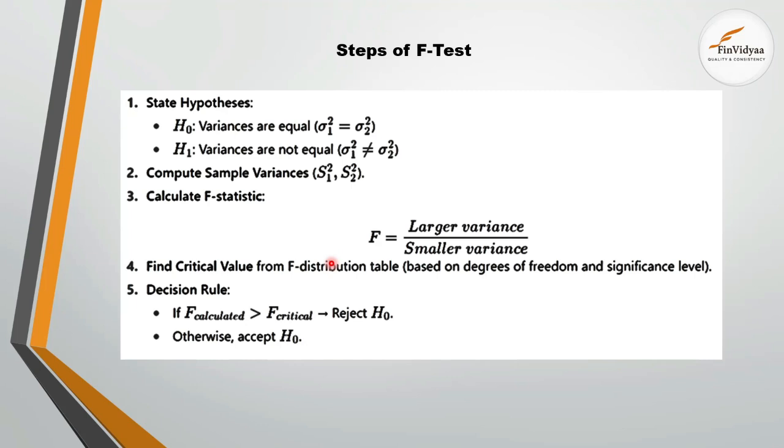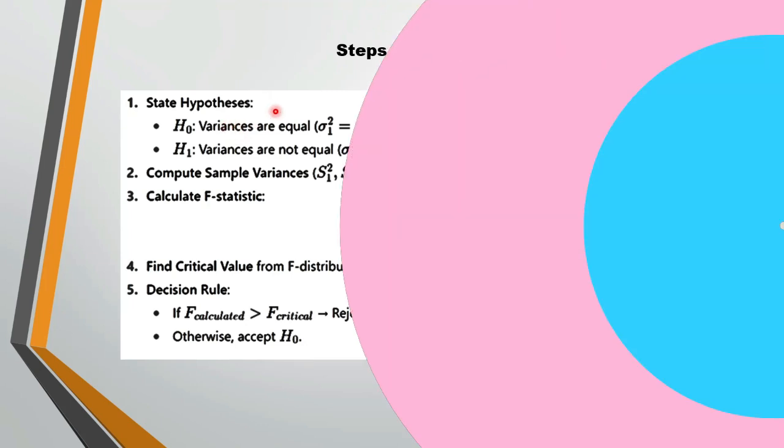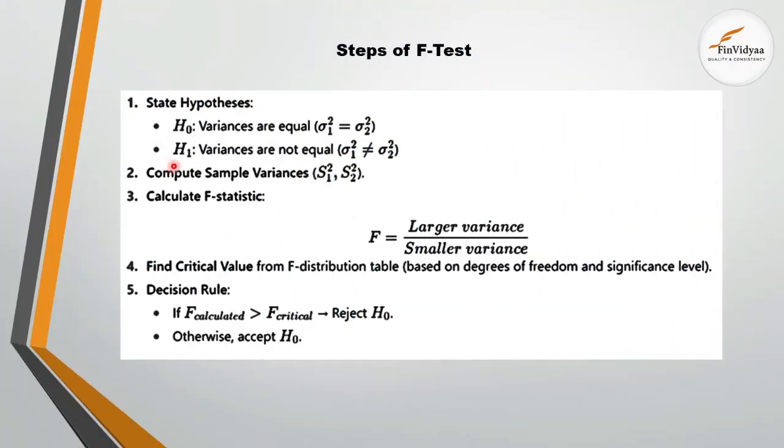For doing the basic F-test, the first step is to state the hypotheses. First we look at the problem we are going to solve, and decide our null hypothesis and alternate hypothesis. For the null hypothesis, we assume the variances are equal. For the alternate hypothesis, we assume that the variances are not equal. The second step is to compute the sample variances, denoted by S1 square and S2 square.